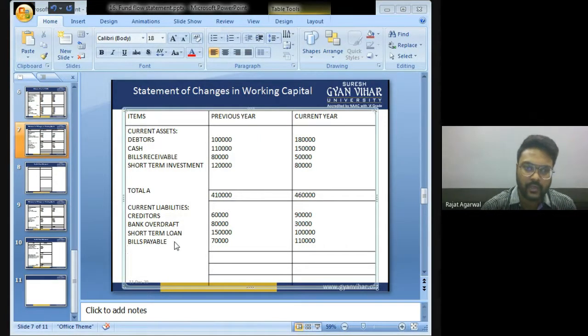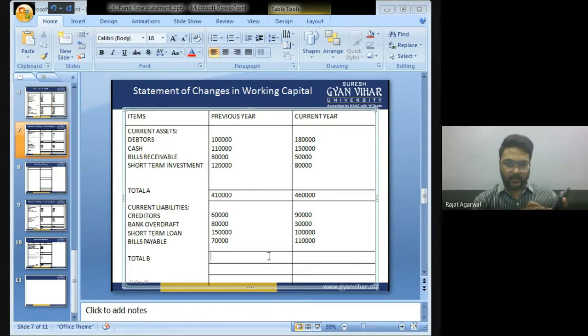Now let's make a total, total B. 60,000 plus 80,000 plus 1 lakh 50,000 plus 70,000, that is 3 lakh 60,000. Then 90,000 plus 30,000 plus 1 lakh plus 1 lakh 10,000, that's 3 lakh 30,000.